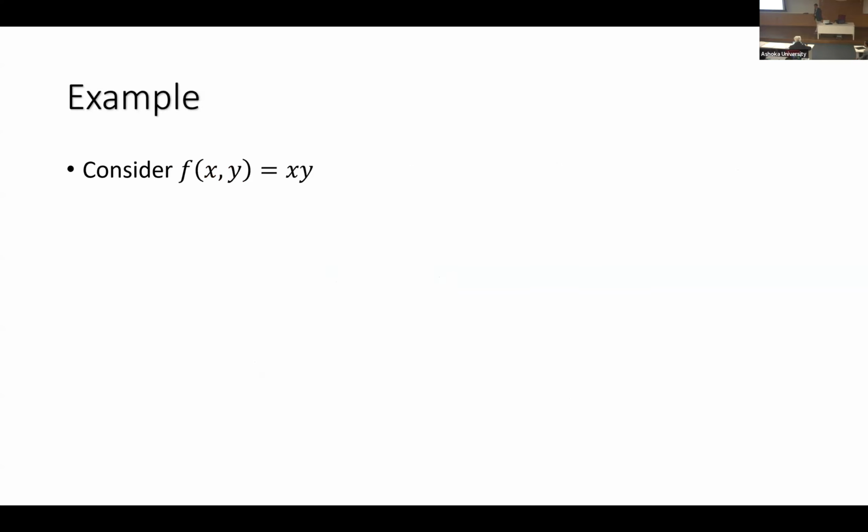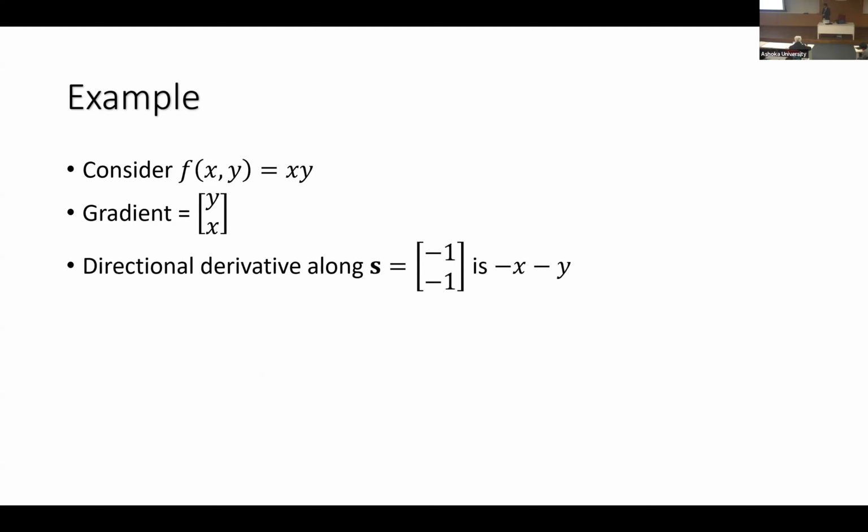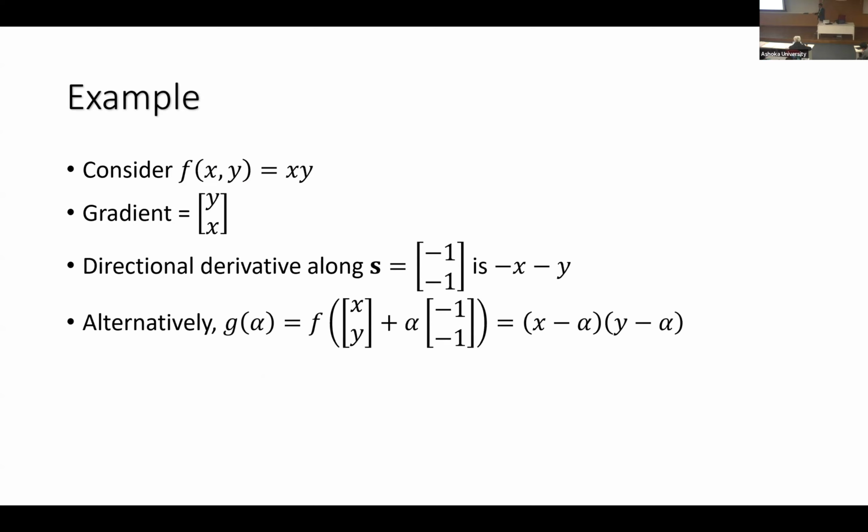So let's take an example. f(x, y) is x times y, and its gradient is given by (y, x). I hope everyone understands: derivative with respect to x, derivative with respect to y. Directional derivative along s, which is equal to (-1, -1), would be minus x minus y. Why? Because you take the inner product with (-1, -1). And the other formula that we said, g(alpha), will give you this. And if you take the derivative, set alpha equal to 0, you'll also get minus x minus y.